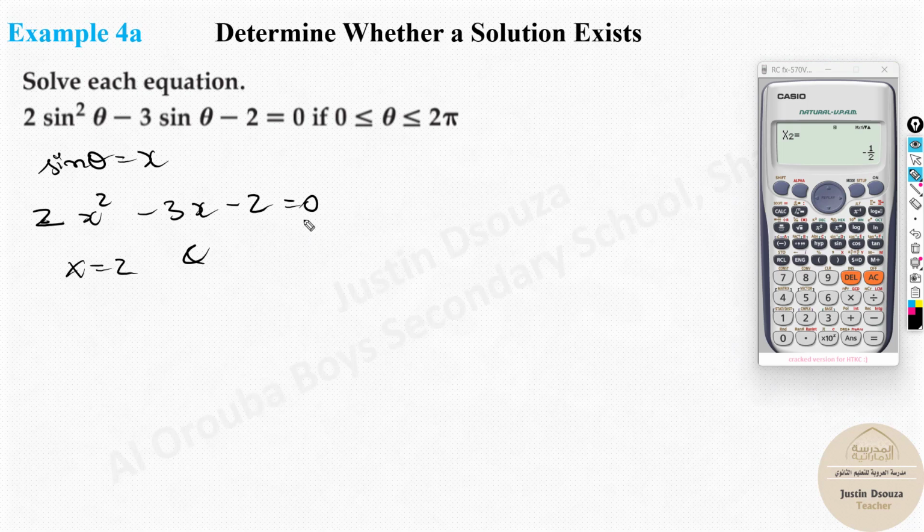So let me write it out over here. X is equal to negative half. These are the two answers because it's power 2, maximum 2 answers. Now this is x. So let's substitute back x as sine. Sine theta equals 2 and over here sine theta equals negative half. This is it. It's only changing this.